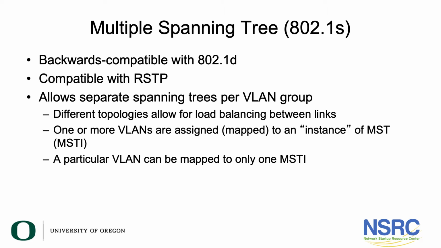Remember, spanning tree works by breaking loops by putting ports of particular links inside a blocked state. This will actually make that link inactive, more or less. Multiple spanning tree tries to make use of that link by having some VLANs with that link active and other VLANs with that link blocked. Note that a particular VLAN can only be mapped to a single multiple spanning tree instance. So let's take a look at the end goal.